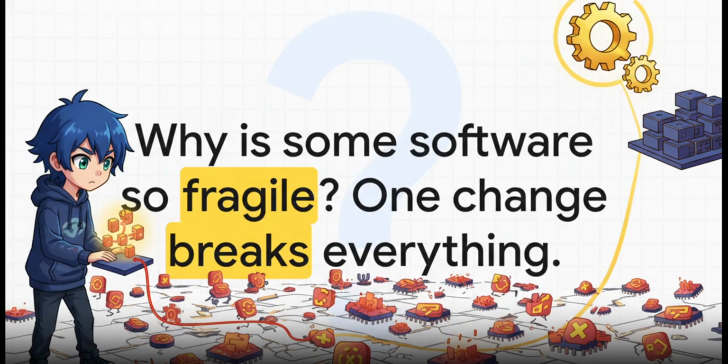You go to fix one tiny little bug, and suddenly three other things that seem totally unrelated just break. It is so frustrating. It feels like you're walking through a minefield, right? Well, that exact problem is what we're going to unpack in this explainer. And the answer, it all comes down to mastering these two golden rules.